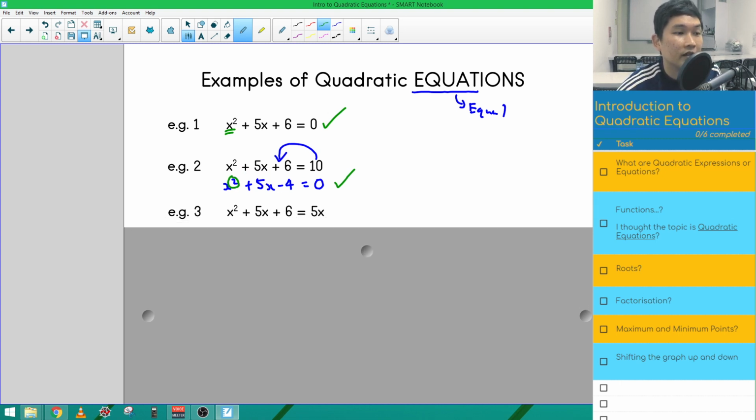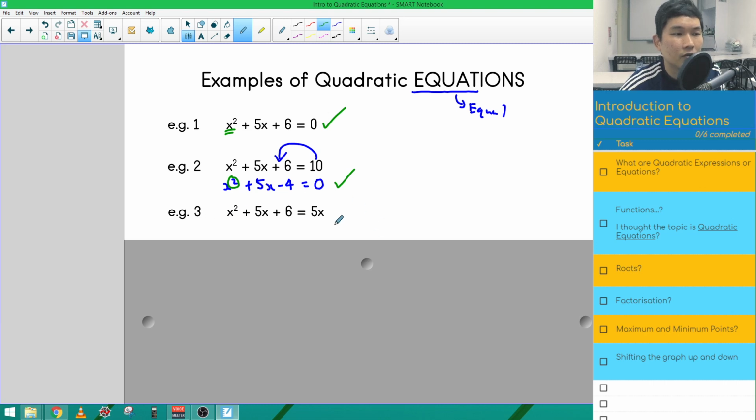Now looking at example number 3. What we have here is x squared plus 5x plus 6 equals 5x. Is this a quadratic equation? Well, let's find out by manipulating. Let's bring the 5x over to the left-hand side. So what we have is x squared plus 5x minus 5x. So that becomes 0, plus 6. So what we have is x squared plus 0x plus 6, and that is equal to 0. Is this a quadratic equation? Well, it's quadratic. Does it have an equal sign? Does it have a value on the right-hand side? Yes. This is a quadratic equation.